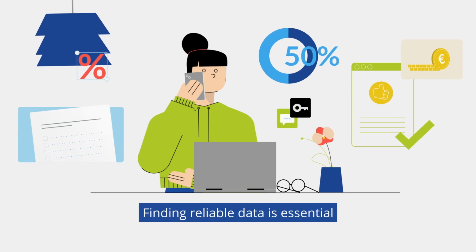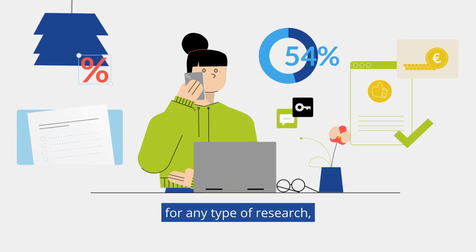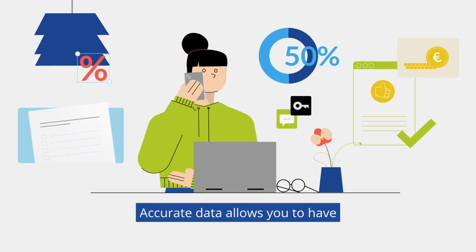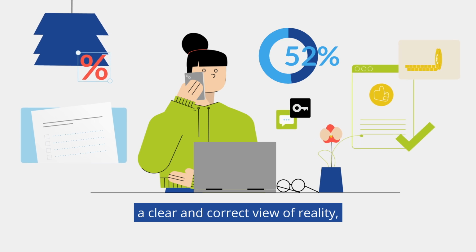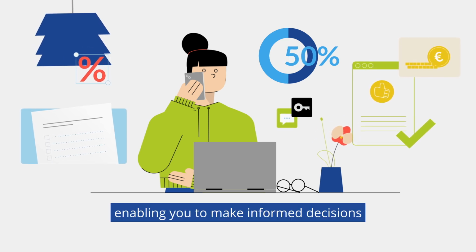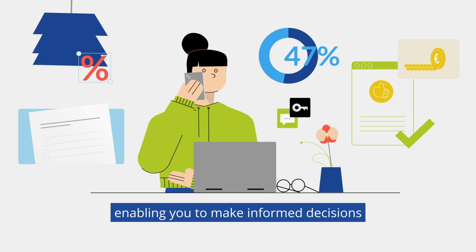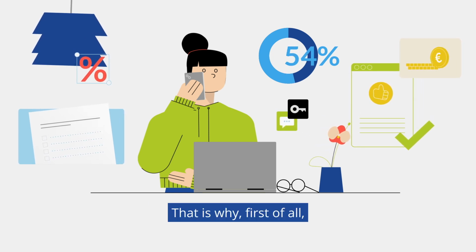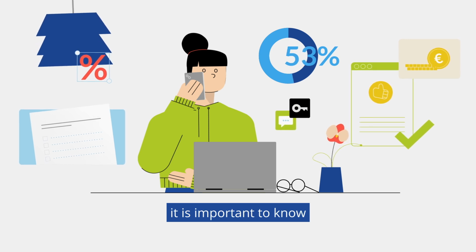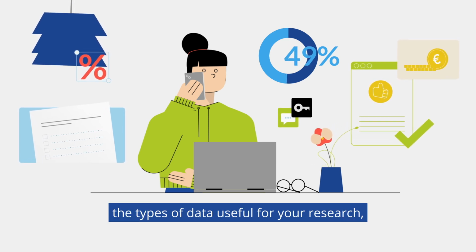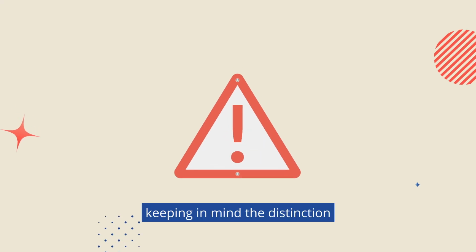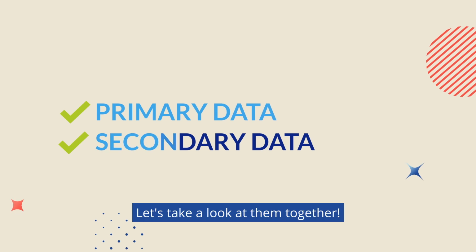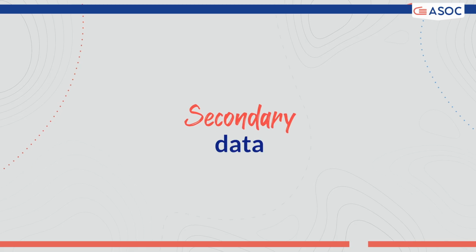Finding reliable data is essential for any type of research, especially for civic monitoring. Accurate data allows you to have a clear and correct view of reality, enabling you to make informed decisions and present credible results. That is why, first of all, it is important to know the types of data useful for your research, keeping in mind the distinction between primary data and secondary data. Let's take a look at them together.